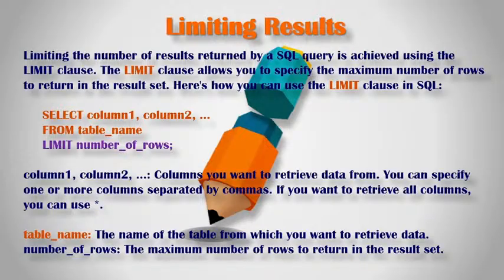SELECT column1, column2, ... FROM table_name LIMIT number_of_rows. Column1, column2 are the columns you want to retrieve data from. You can specify one or more columns separated by commas. If you want to retrieve all columns, you can use star. Table name is the name of the table from which you want to retrieve data. Number of rows is the maximum number of rows to return in the result set.